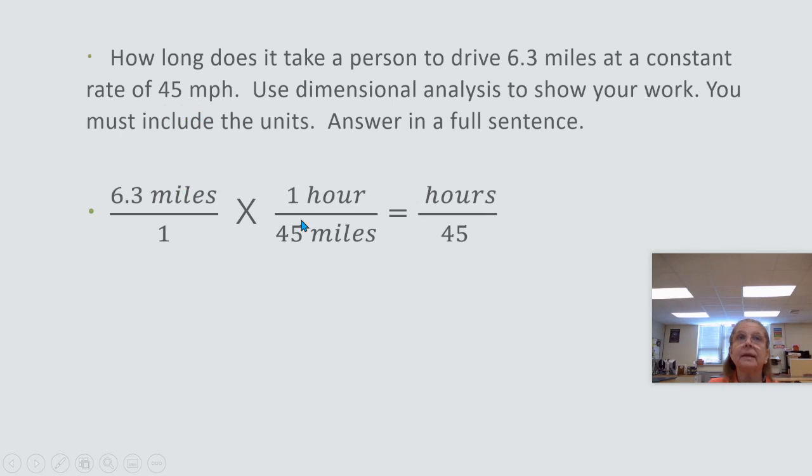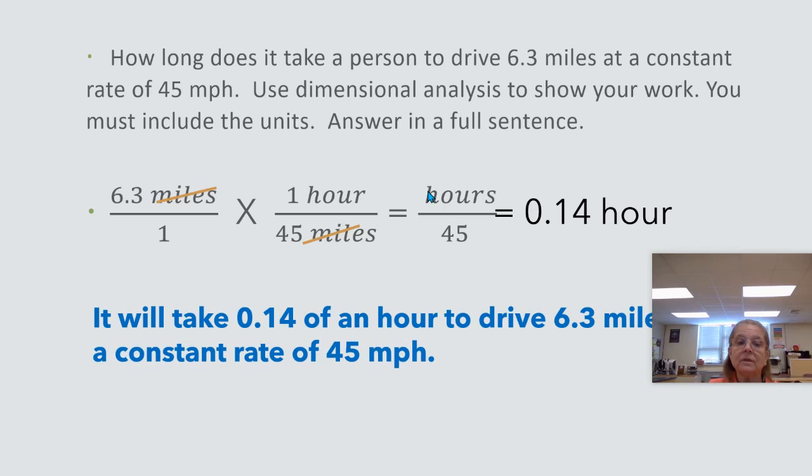I want the miles to cancel, so I have to make sure one's in the numerator and one's in the denominator. Once the miles cancel, I am left with 6.3 hours times 1 divided by 45. I'm missing my hours on here. This should say 6.3 hours. And you get 0.14 hours. I'll have to fix that. So it'll take 0.14 of an hour to drive 6.3 miles at a constant rate. I hope you find this helpful.